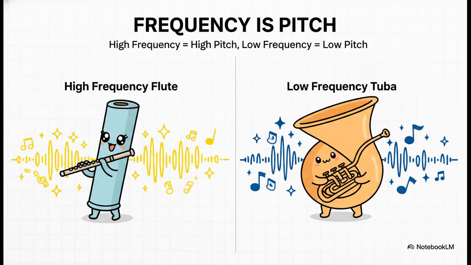Okay, so if amplitude is loudness, then what's frequency? Simple. Frequency is pitch. The more waves that pass by every second, that's a higher frequency, the higher the pitch we hear. Think of a flute. And the fewer waves per second, a lower frequency, the lower the pitch. Think of a big tuba.